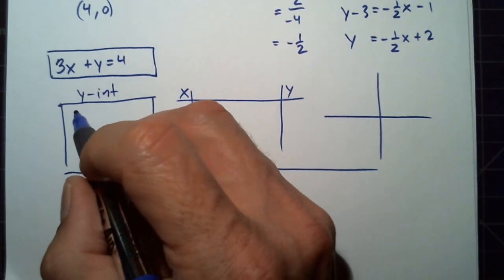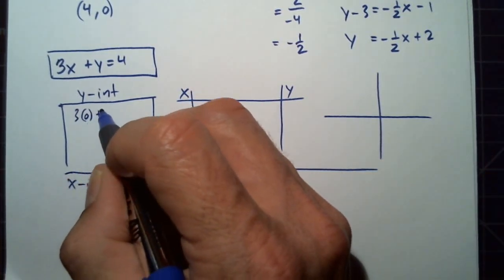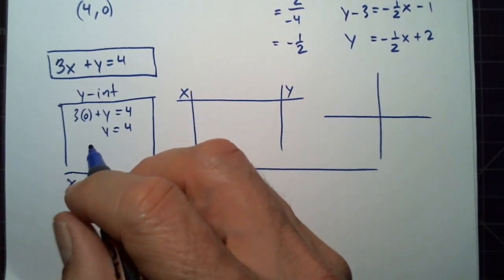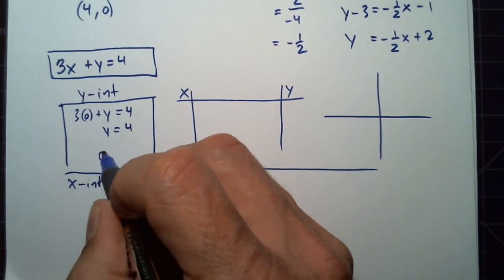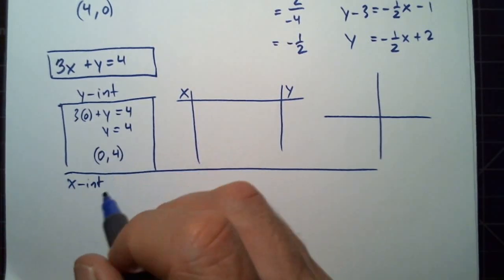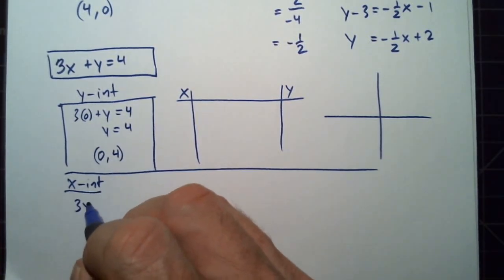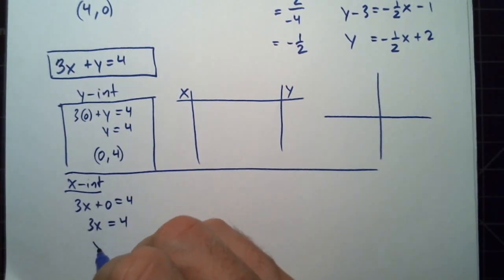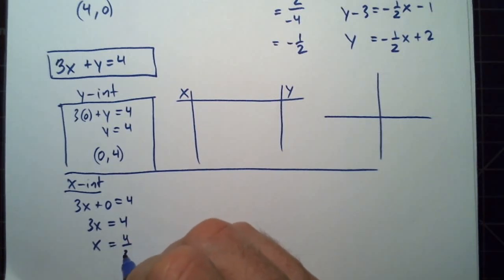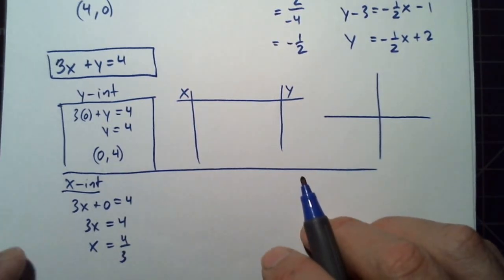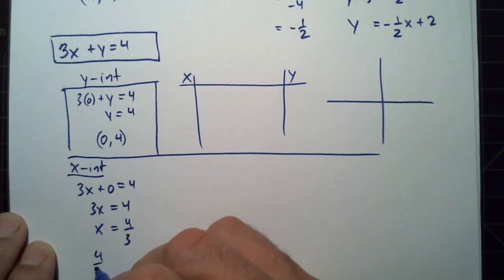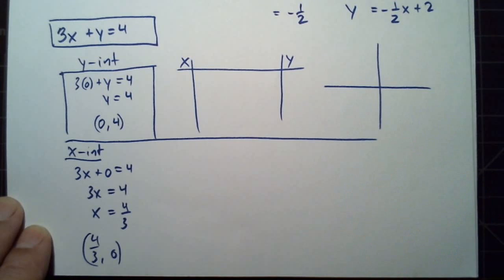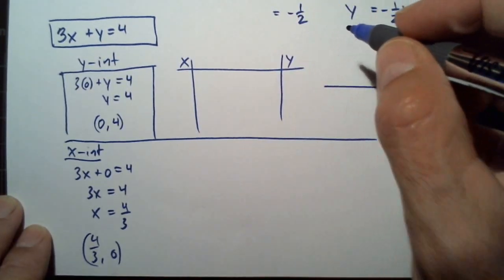Alright, so the y-intercept is when the x is 0. We can just leave it in whatever form it's in. We don't have to isolate the y. So there's the y-intercept. The x-intercept is when the y value is 0. And we would say 4/3, 0 for the coordinates.